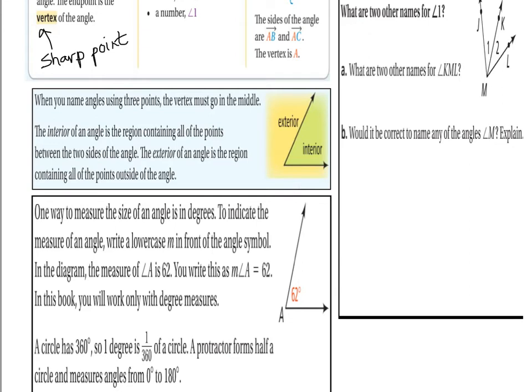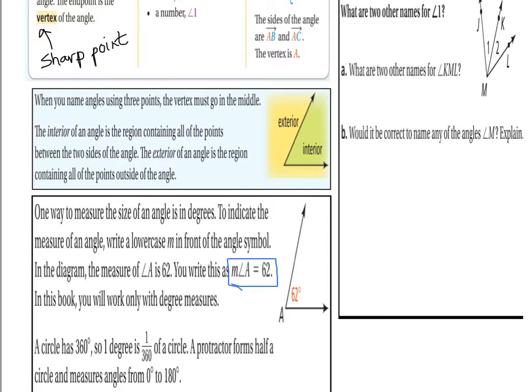One way to measure the size of an angle is in degrees. To indicate the measure of an angle, use a lowercase m in front of the angle symbol. So in the diagram, the measure of angle A is 62 degrees. You would write this as the measure of angle A is equal to 62. That's what the little cursive m in the beginning means. That's the measure of. You're going to only work in degrees as we're looking at this.